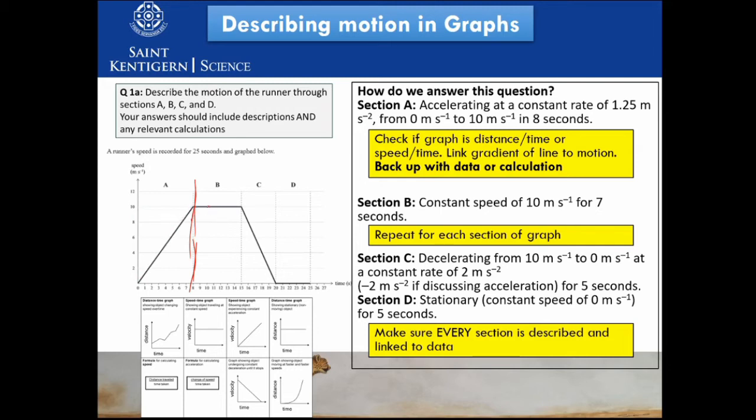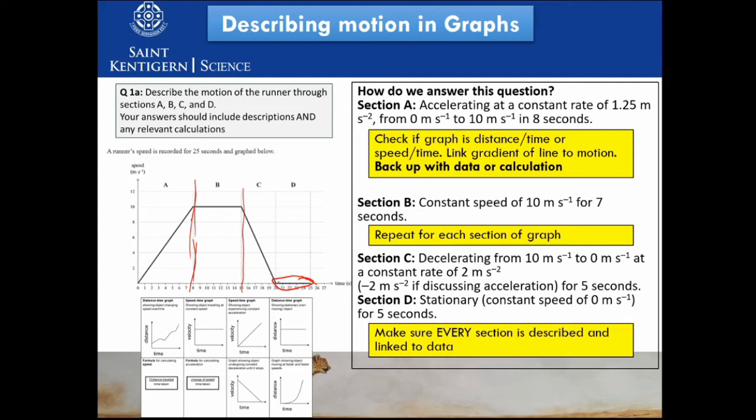Then he remained at 10 meters a second for another 7 seconds, because we take 15 minus 8, because this is our two sections here. So 15 minus 8, that's 7 seconds. And then lastly, he's going from 10 down to 0, and that takes him 5 seconds. But the time is still being recorded, so he is remaining at 0 meters per second, his speed, for the next 5 seconds.